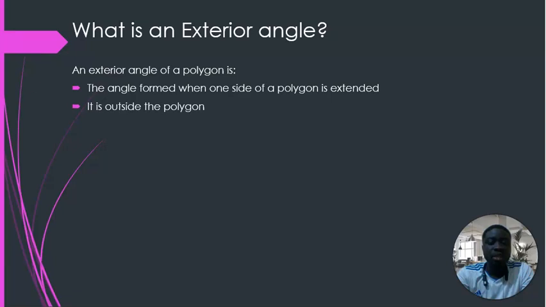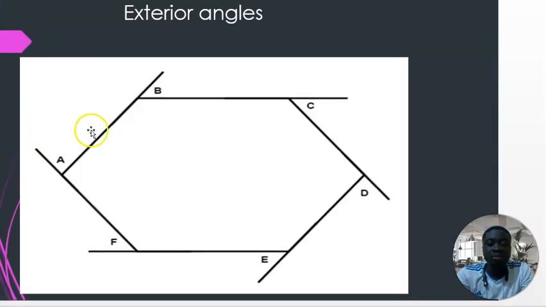Now, when we talk about an exterior angle, what is it? An exterior angle of a polygon is the angle formed when one side of a polygon is extended. We can also say that it is outside the polygon. Now, what do we mean by that? If you look at this diagram, it tells it all. It makes us understand what we are actually talking about.